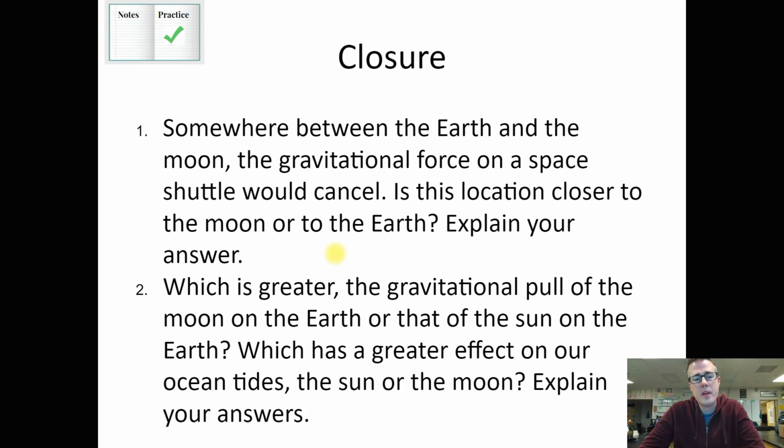Explain your answer. Number 2, which is greater, the gravitational pull of the Moon on the Earth, or that of the Sun on the Earth? You've solved this. You actually should have those numbers on your sheet that you've just filled in. So which one has a greater effect on our ocean's tides, the Sun or the Moon? Hopefully you remember from 7th grade that there are lunar tides and that there are tides caused by the Sun. Which one is greater, and explain why?